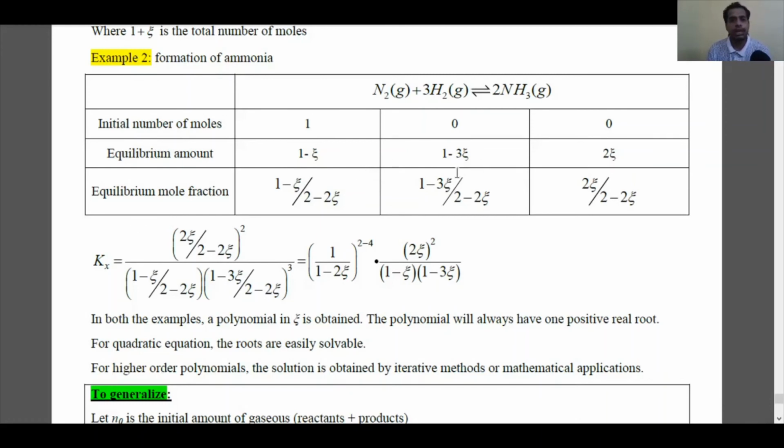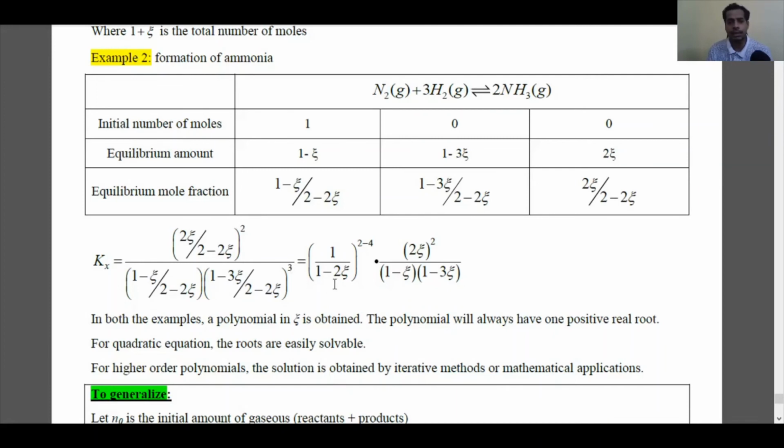So the total number of moles, if you add all of them, will be 4 minus 2 xi. So the mole fractions will be 1 minus xi by 4 minus 2 xi, 3 minus 3 xi by 4 minus 2 xi, 2 xi by 4 minus 2 xi. So the equilibrium constant in terms of mole fraction will be the mole fraction of the products raised to their stoichiometric coefficients divided by the mole fraction of the reactants raised to their stoichiometric coefficients.